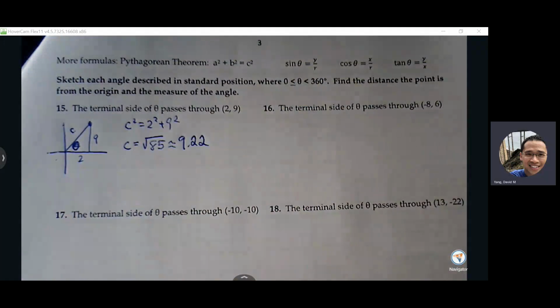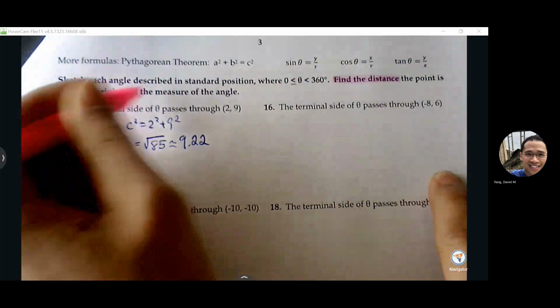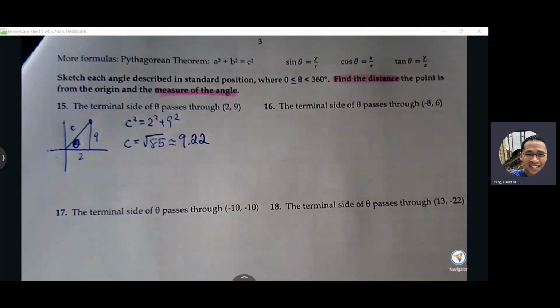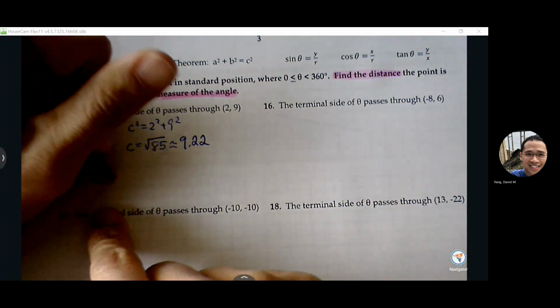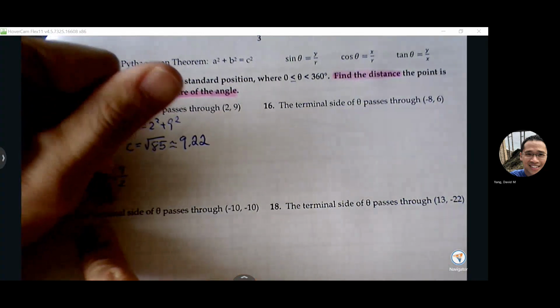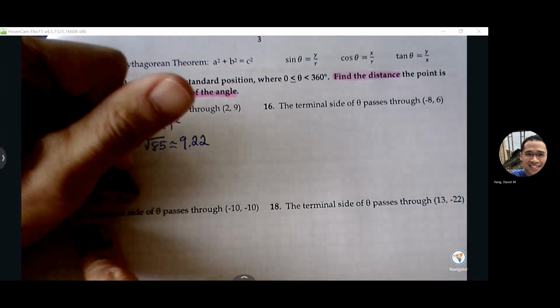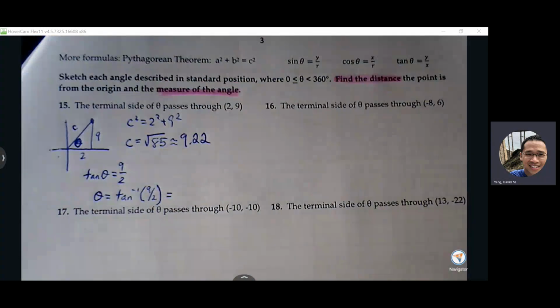All right. It also says find the measure of the angle. So we have the distance, the measure of the angle. I'll rely on tangent. Make sure you're in degree mode. Inverse tangent of 9/2.